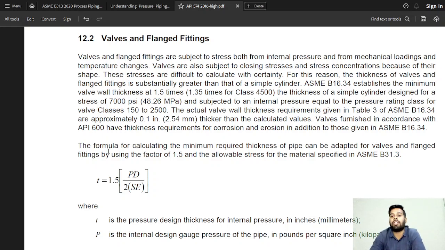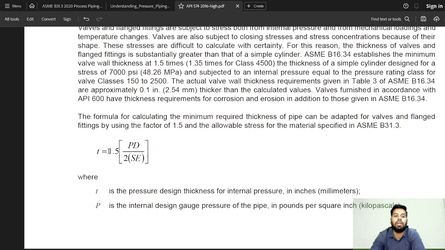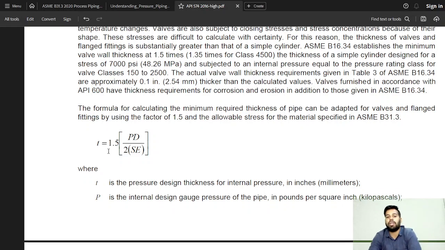ASME B16.34 establishes the minimum valve thickness at 1.5 times, and 1.35 times for class 4500, the cylinder thickness for the simple cylinder design for the stress of 7000 psi and subjected to internal pressure equal to the pressure rating for valve class 150 to 2500. Actual wall thickness requirements are given in Table 3 of ASME B16.34 and are approximately 0.1 inch thicker than the calculated values. Valves furnished in accordance with API 600 have thickness requirements for corrosion and erosion in addition to those given in B16.34.